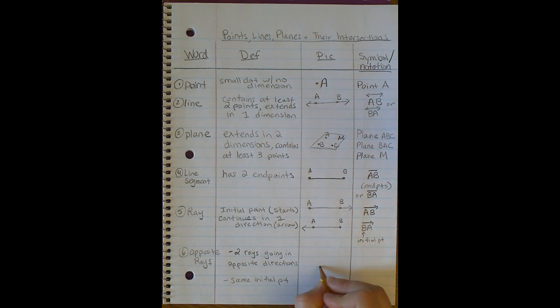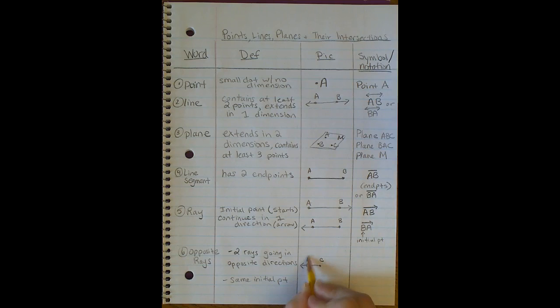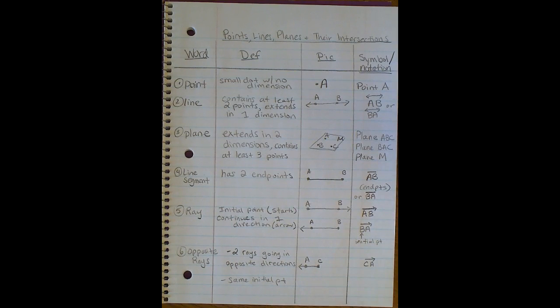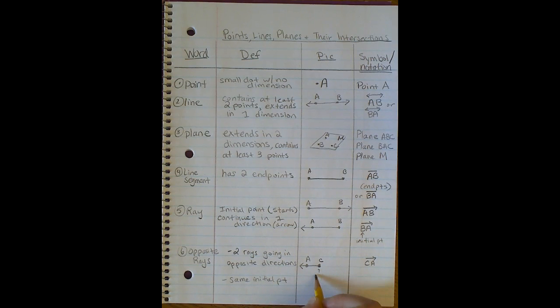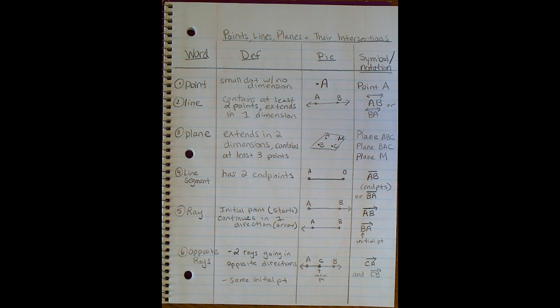So I'm going to draw a ray with the initial point C going to the left. I'm going to put another point here. I'm going to call it A. So this is ray CA. If I were to draw another ray that would be considered an opposite ray to ray CA, I would need to have the same initial point, right? Initial point C. But instead of going to the left, it's going to go in the opposite direction. So I'm going to draw another ray going to the right. And I'll name that CB. So ray CA and ray CB are opposite rays.